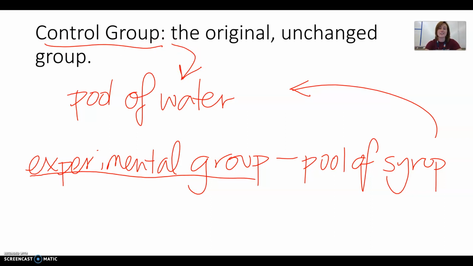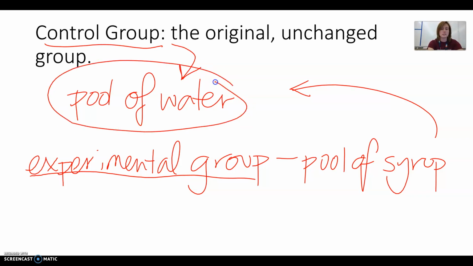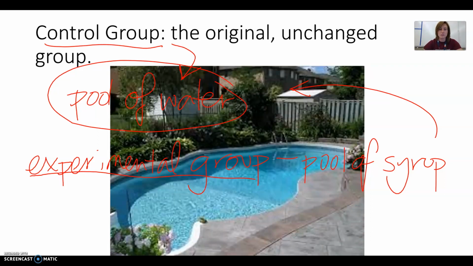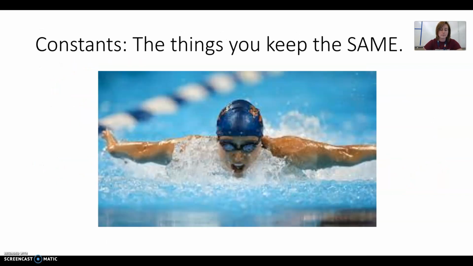That's something we've already done. It's original, unchanged, it's what we usually do. So the pool of water is the control group in this case. And then one of the most important, oh yeah, there's a picture of the control group, the pool of water. One of the most important things is the constants.